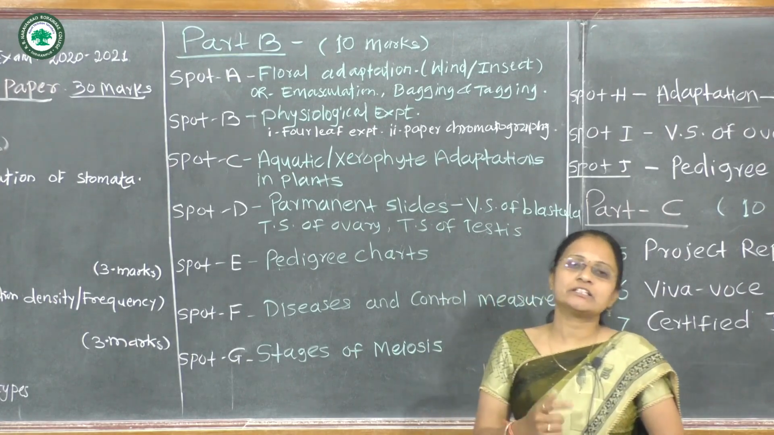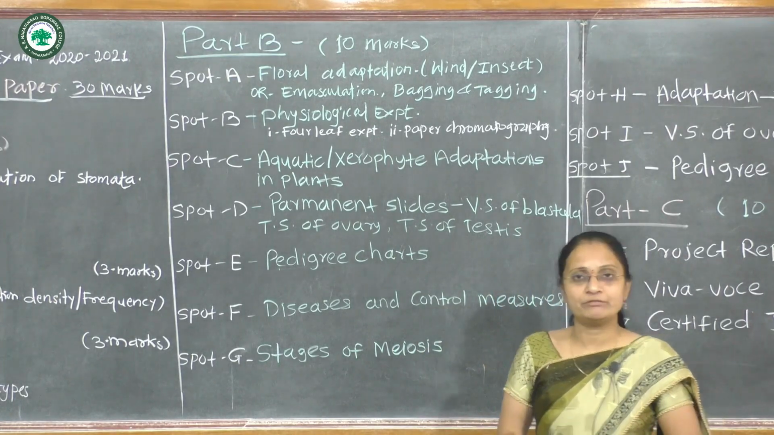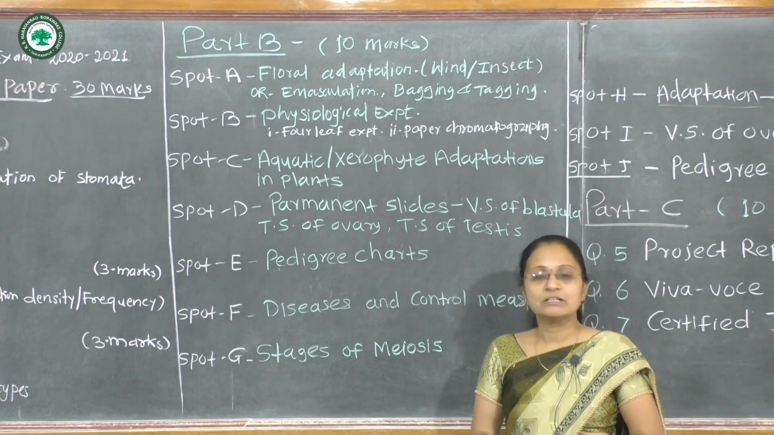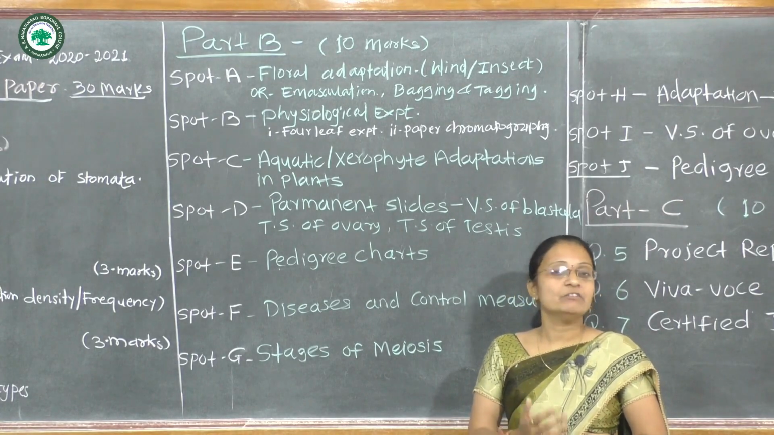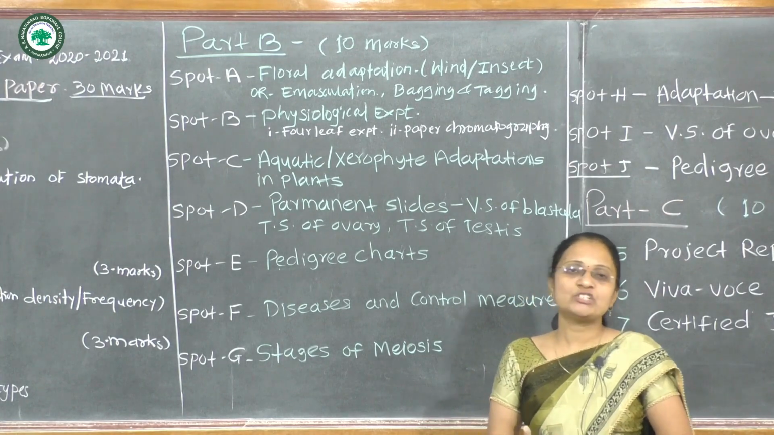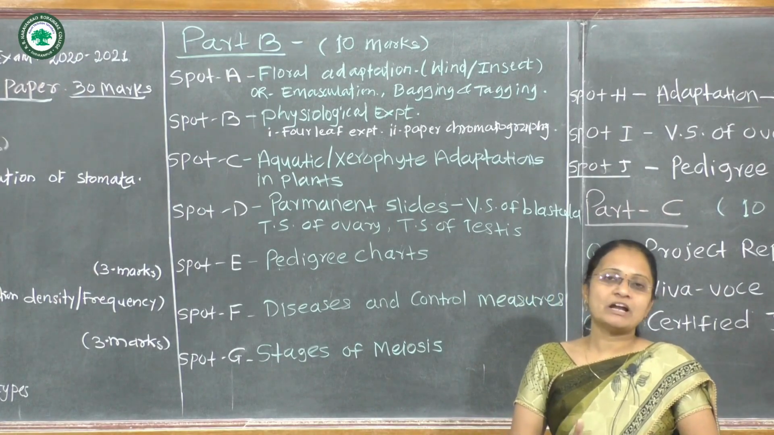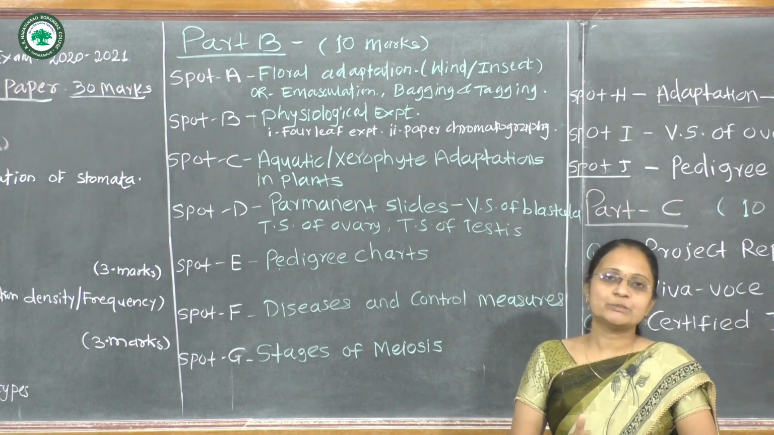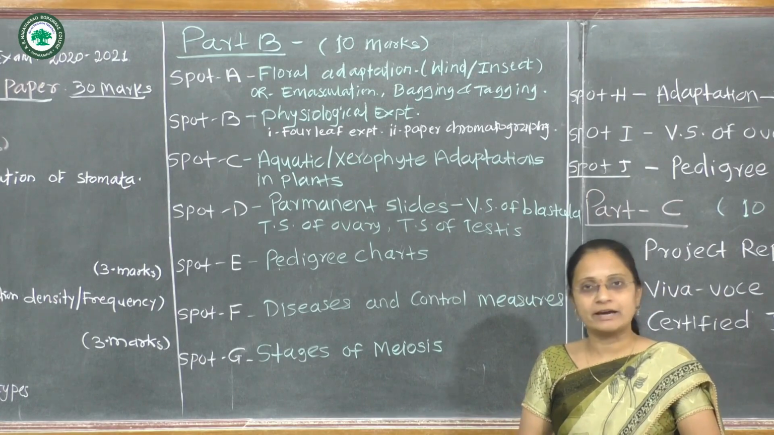Suppose Hydrilla or Eichhornia is kept in front of you, they are all aquatic plants. Their identification is necessary. You have to explain which characters they have for the adaptation purpose, and how these plants can adapt in such a condition, by mentioning their characters.